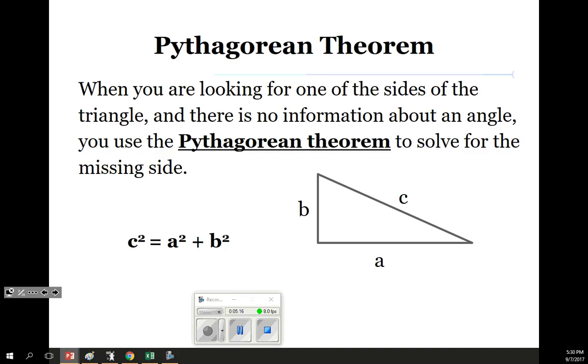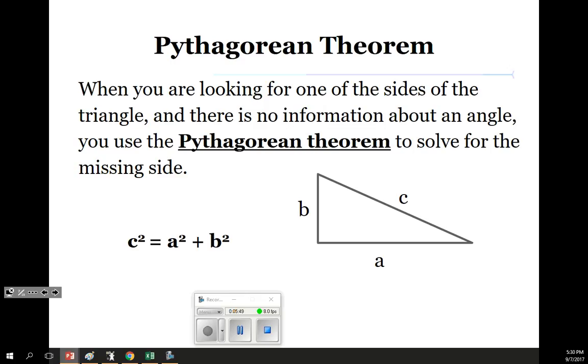The Pythagorean theorem is going to be very important. Actually, it's pretty easy, and you'll have some easy questions in your homework. The Pythagorean theorem is for when you're looking for one side of the triangle and there's no information about an angle, but you have at least two sides. Notice here that it is c squared equals a squared plus b squared. C always represents the hypotenuse. The hypotenuse is always the longest side of the triangle.